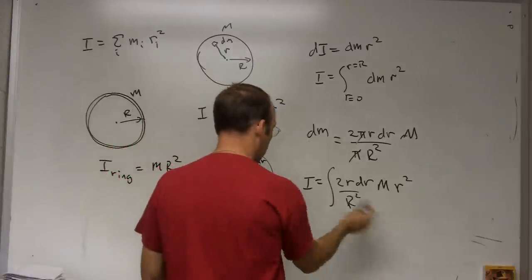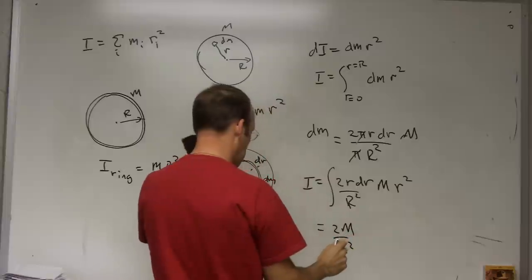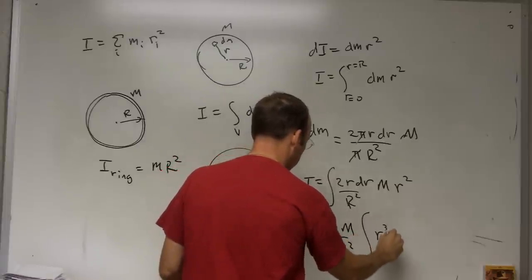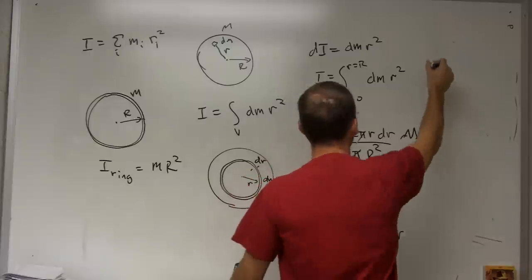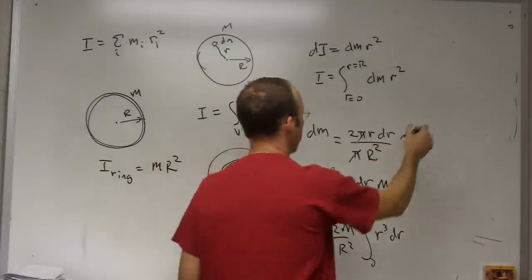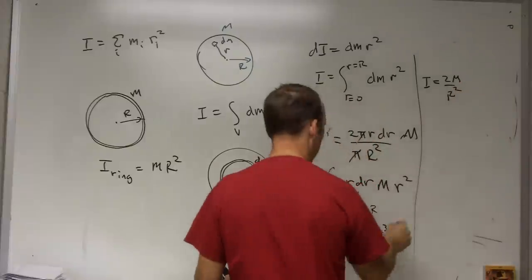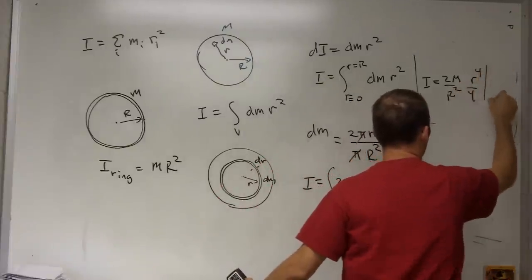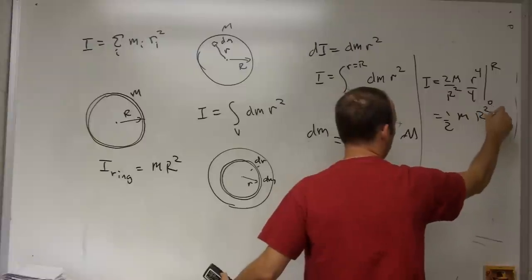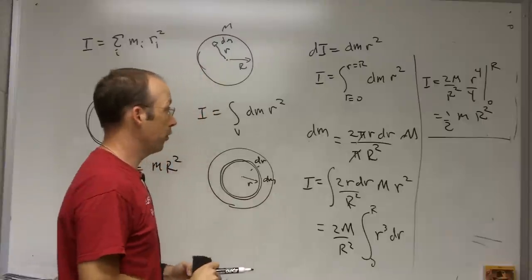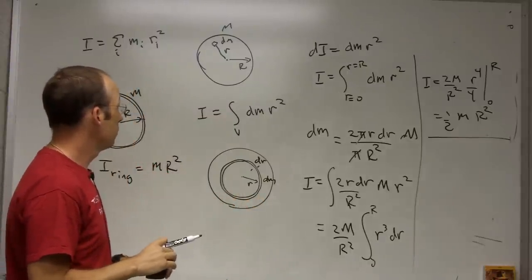Okay, so now let's pull out the stuff that's constant. I get 2m over R squared, and then the integral of r cubed dr from 0 to R. The integral of r cubed dr is r to the fourth over 4, so I get I equals 2m over R squared times R to the fourth over 4, which gives 1 half m R to the fourth over R squared. Boom, that's it. That's the moment of inertia of a disk, 1 half m R squared. It doesn't depend on the thickness of the disk. Okay. Happy?